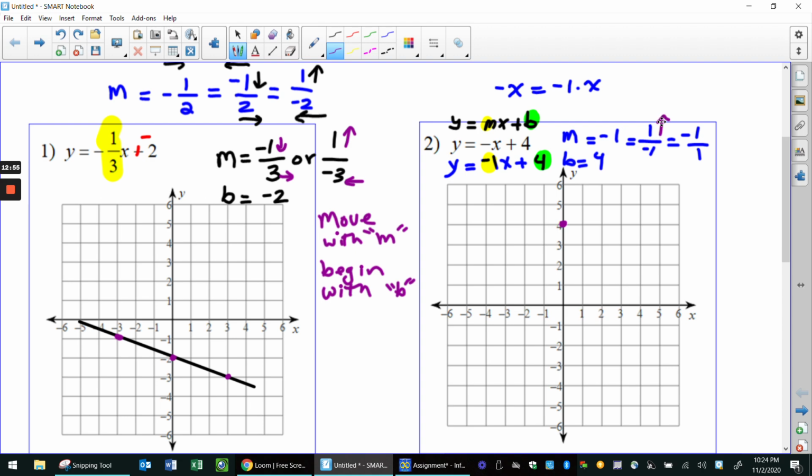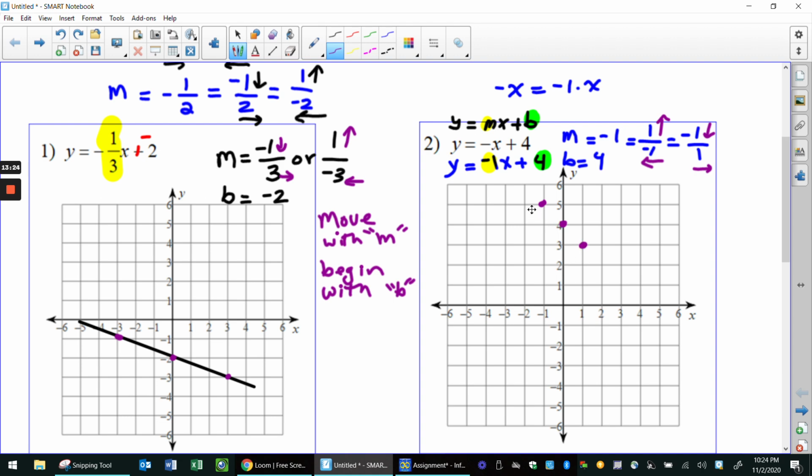Up 1, that's +1, and to the left 1, that's -1. And then we can go down 1 and to the right 1. That's what the movements are here with rise over run. So for the first one, remember, we're going to begin with B, which we did, and we're going to move with M. So we're going to go up 1 and to the left 1. There we go. Or we begin with B and go down 1 and to the right 1.